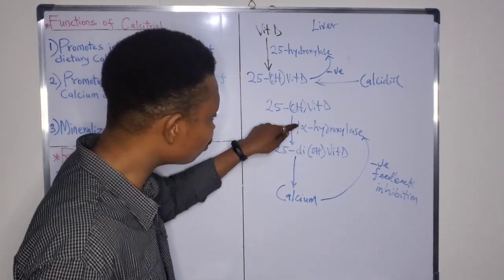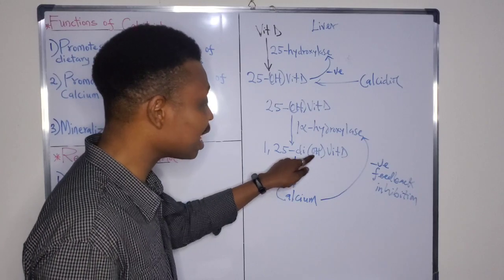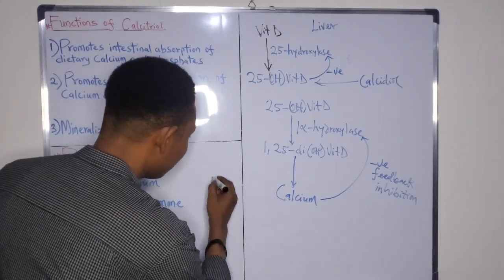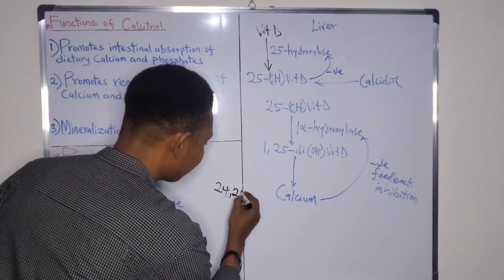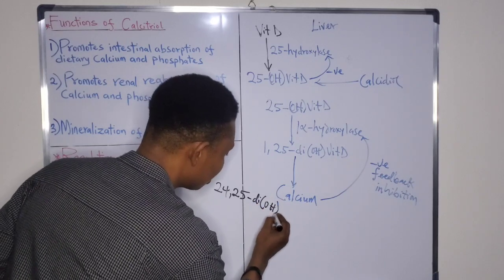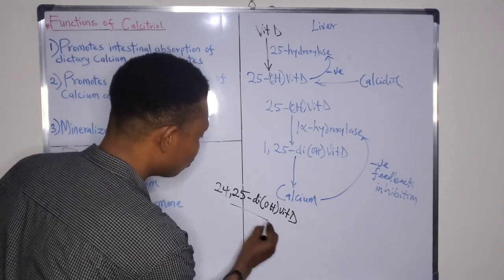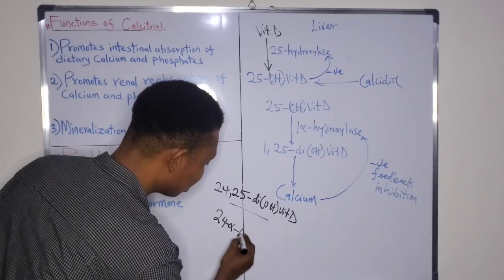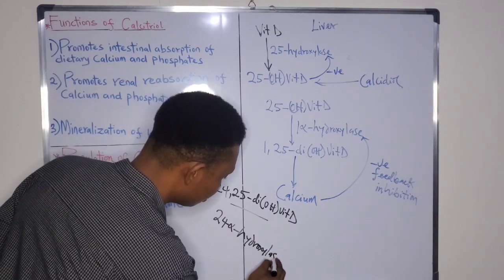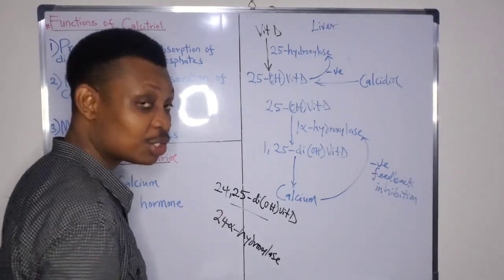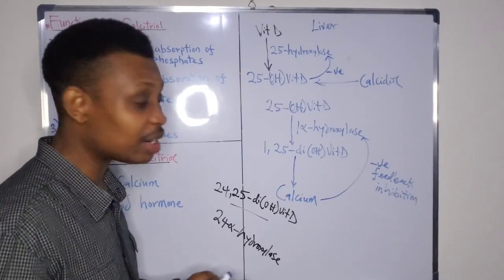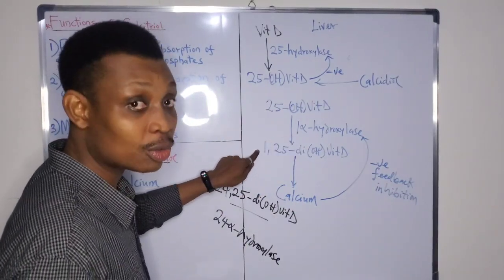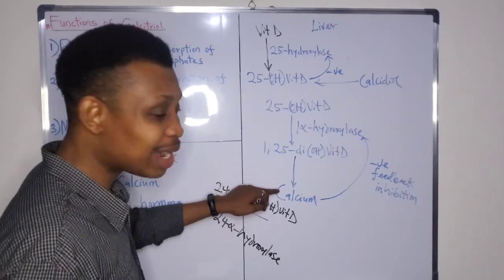Now this inhibition of the enzyme will prevent 1,25-dihydroxyvitamin D from being formed. In such a case, it can result in the formation of 24,25-dihydroxyvitamin D, and this is catalyzed by the enzyme 24-alpha hydroxylase. This type of hydroxylation can occur in the kidney, in the liver, and also in peripheral tissues. So when 1-alpha hydroxylase is inhibited, calcitriol can no longer be formed, and when calcitriol is not formed, more calcium cannot be formed.